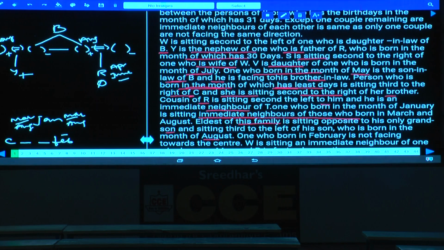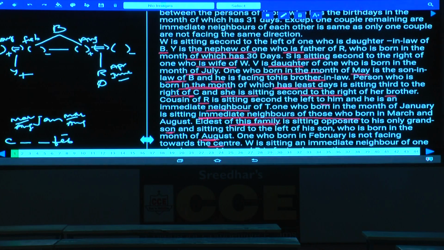As this person cannot be February, then who will be February here? The person who was born in the month of February, that is B's daughter, is married to the person who was born in the month of May. Done with this? Then May, Feb, August, done. Then T, who was born in the month of January, is seated as the immediate neighbor. One who was born in February is not facing towards the center.